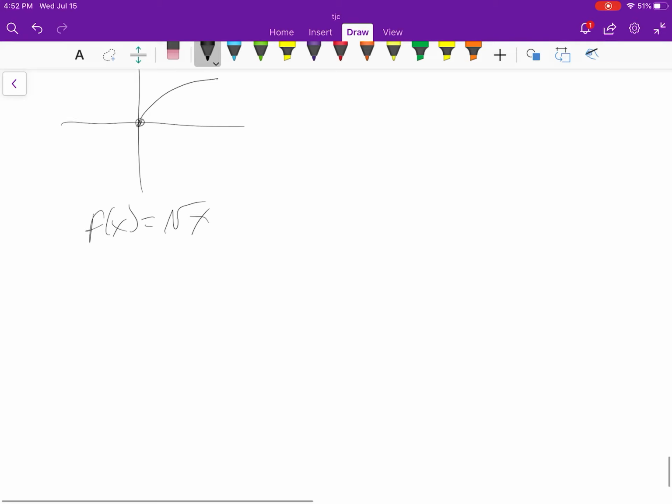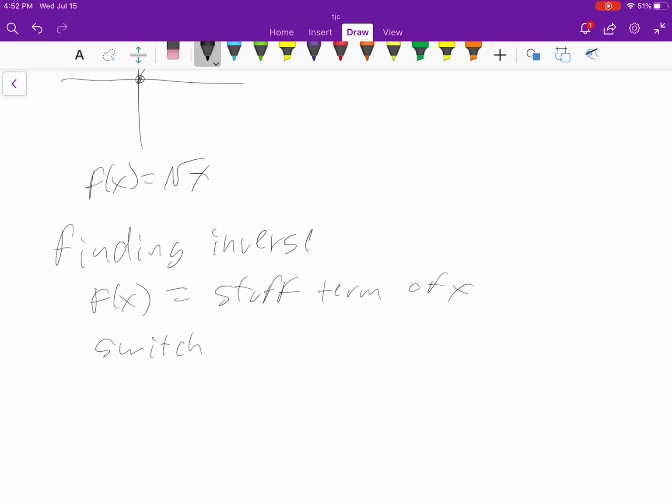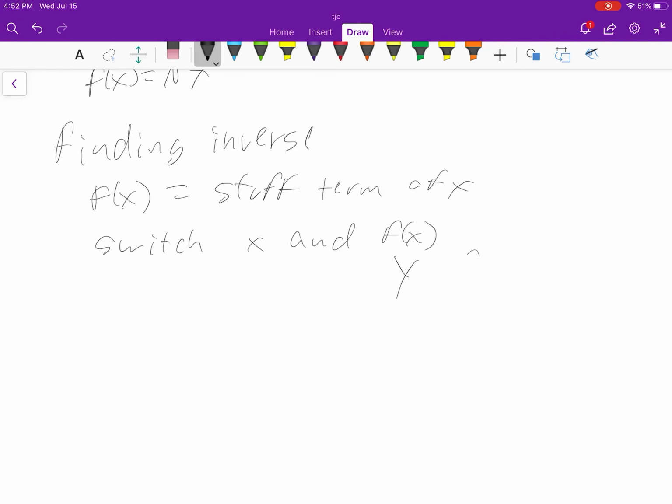So now let's talk about how to find the inverse. Well, finding the inverse is fairly easy. The procedure for finding the inverse: what you do is you have f of x equals stuff that's in terms of x. Okay, what you do is you switch x and f of x, and we'll call f of x y here. So define and then solve for y.